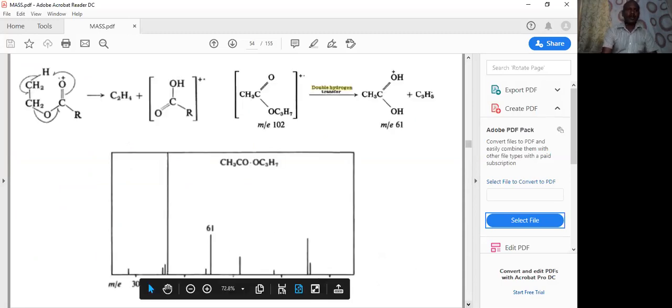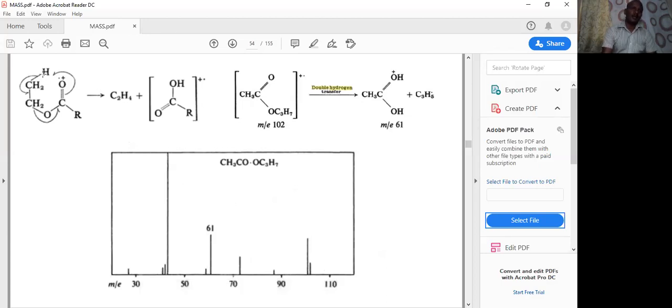Next one is double hydrogen rearrangement. You can see here, this hydrogen is moved to here. This one will be removed here. These electrons will be moved here, and these electrons will be moved here. Are you understanding my point? Hydrogen will be moved here, and these electrons will be moved here. So two hydrogens will be rearranged.